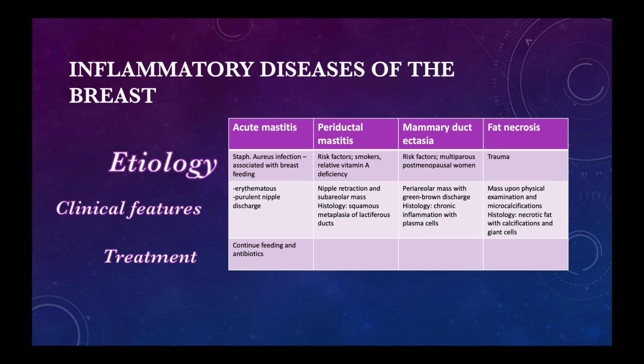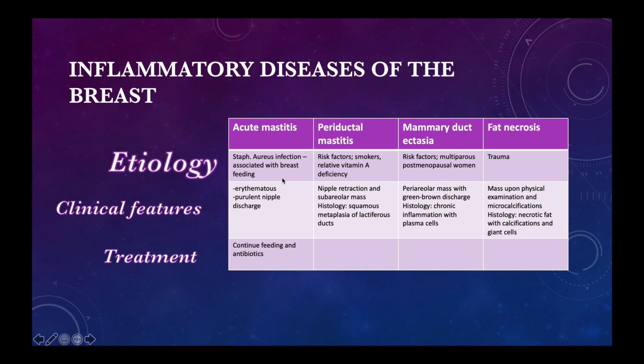Then we have mammary duct ectasia, which is basically inflammation and dilation of the mammary duct. The main risk factor for this is that the women are postmenopausal and they've had many babies, so they're multiparous. Fat necrosis, as it says in the name, is necrosis of the fat found in breast tissue. It's usually associated with trauma, but may not necessarily be. It can be due to idiopathic causes as well.